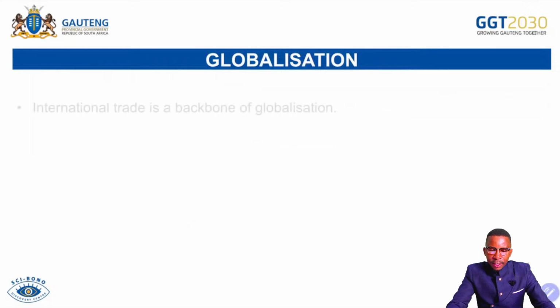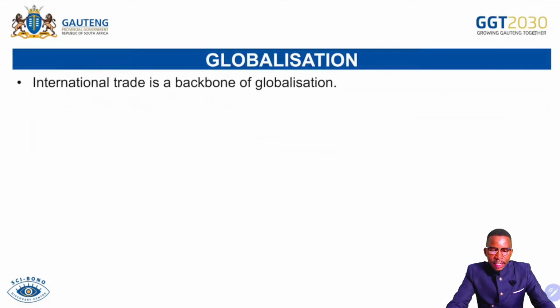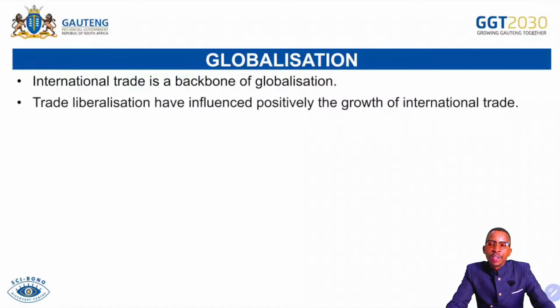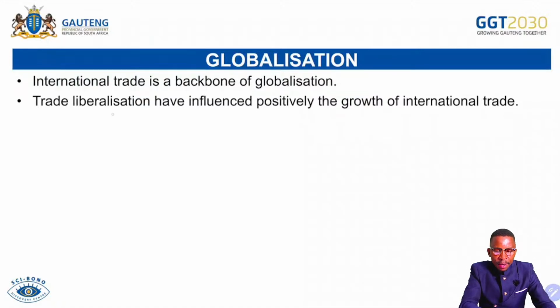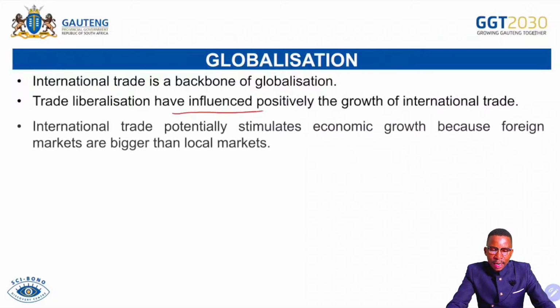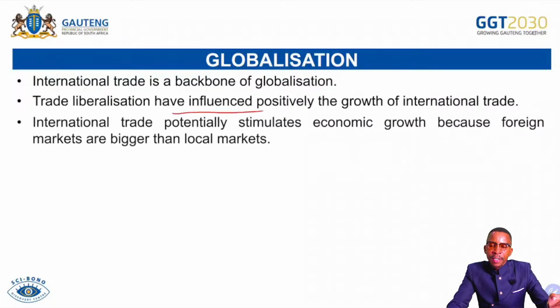Then globalization. Foreign trade is the backbone of globalization. We cannot have globalization without having to trade with one another. Trade liberalization has influenced positively the growth of foreign trade. So this is when we remove some trade barriers amongst countries, which allows globalization to occur. Remember, globalization refers to the interaction between world countries with trade as a goal. That's when you remove some trade barriers between countries to make the world a single society. We call that globalization.